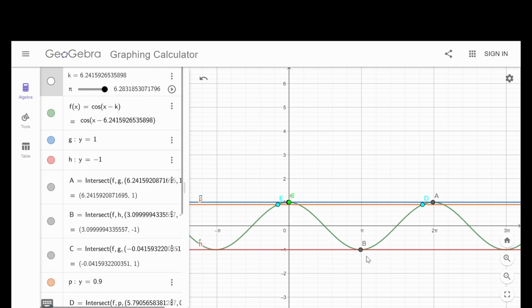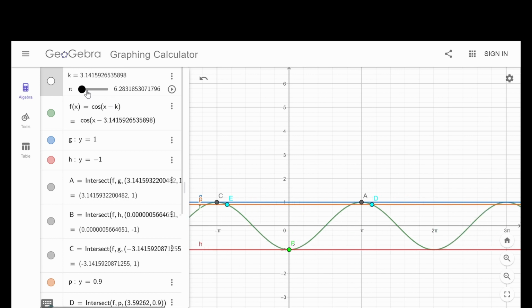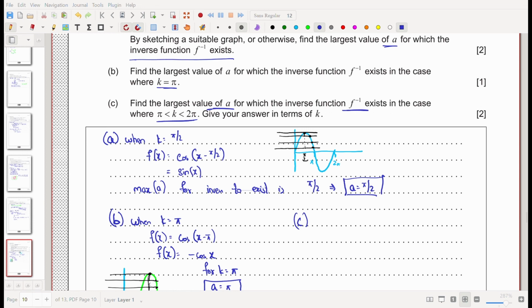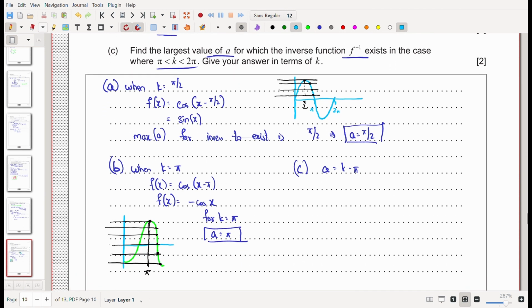Keeping that in mind, we can write out a function on our paper. The inverse function exists as long as a is equal to k minus pi. That is the maximum value for the inverse function to exist. Any other value will result in a smaller domain and thus a smaller constrained region. So from k is equal to pi to 2 pi, this is your pi. And as we keep going, so let's say that this is our next line.